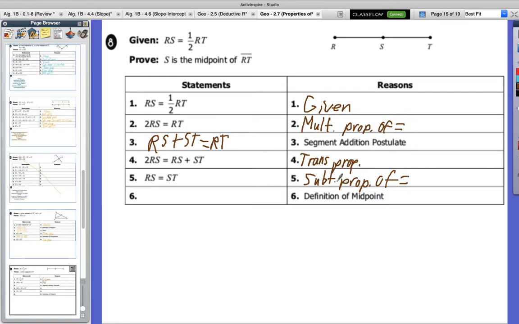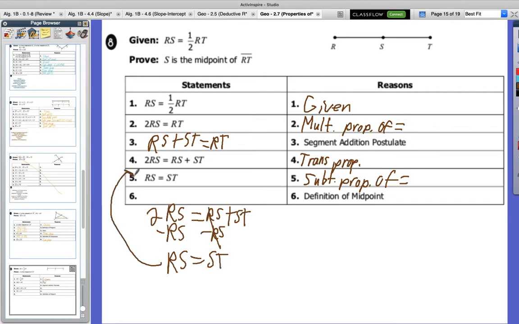Reminder that these are measurements. So measurements are numbers, so we can subtract numbers just fine. I'm taking 2RS equals RS plus ST, those segment measures. I'm going to subtract the measurement segment RS from both sides. 2 minus 1 is 1 measurement segment RS, those zero out. Measurement of segment ST, which brings us up to number 5.